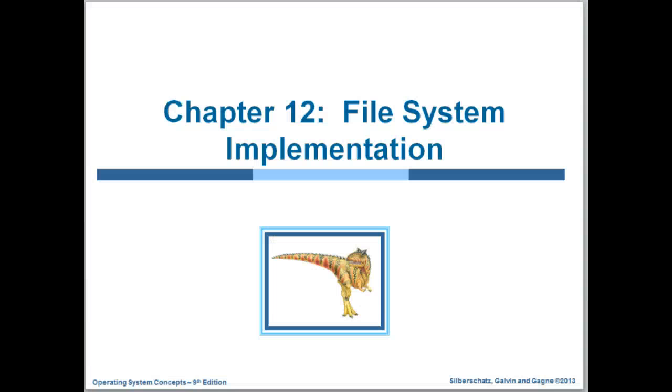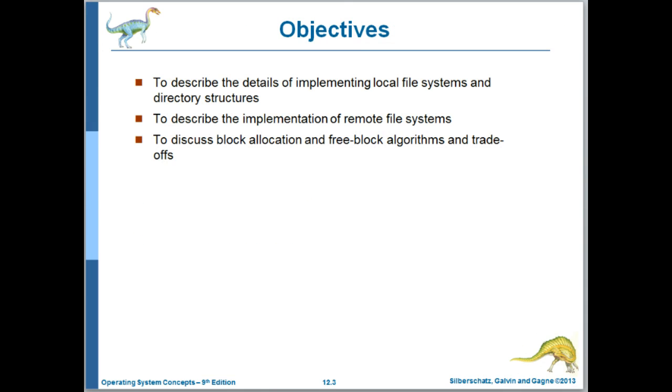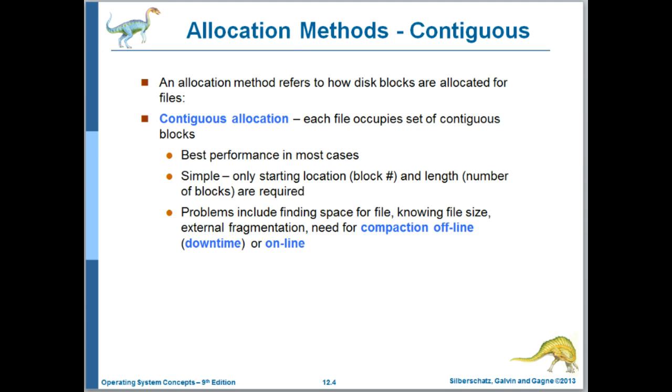Good afternoon, class. Today we're continuing along with file system implementation. Today's topics are allocation methods, free space management, and efficiency and performance. For your viewing pleasure, here are the chapter objectives another time. So we'll start with contiguous allocation.